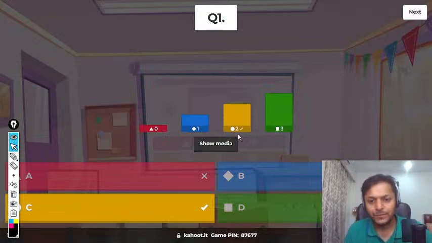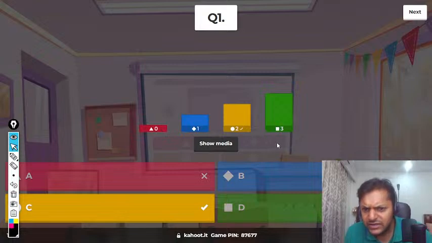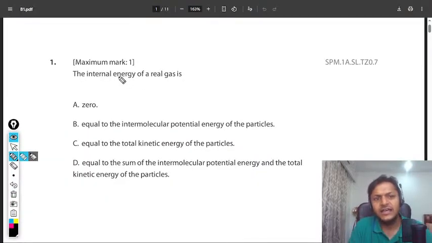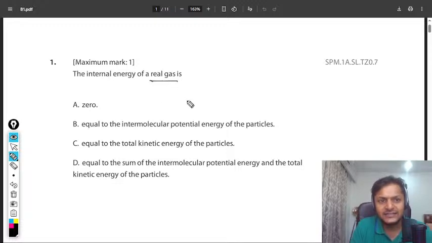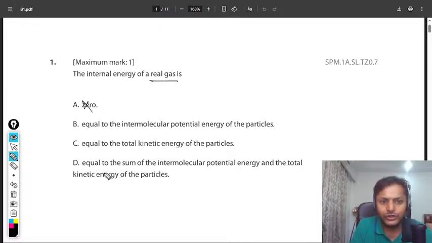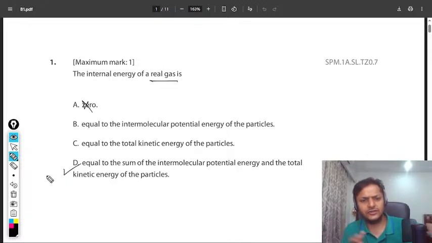So this is not correct. There are 3 students, by the way, who went for the option D. Let me tell you what this is. The internal energy of the real gas is. So we are going to compare the real gas and the ideal gas. Of course, it is not going to be 0. Equal to the intermolecular potential energy, equal to the total kinetic energy of the particles, equal to the sum of intermolecular potential energy and the total kinetic energy of the particles. So the answer should be D: equal to the total kinetic energy of the particles.